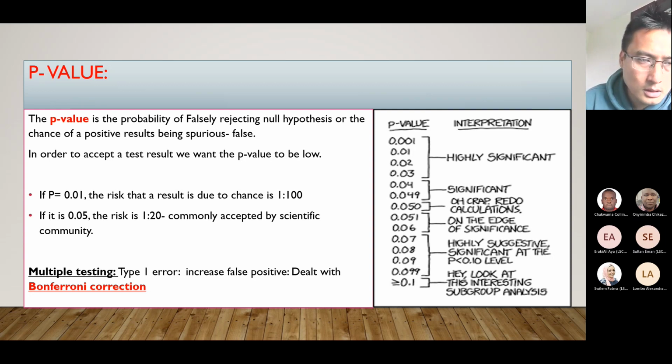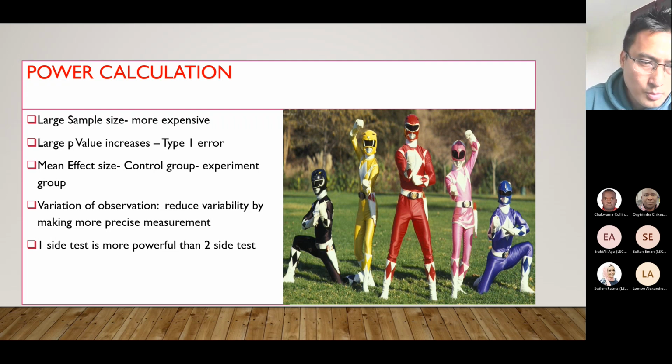Okay. The mean value effect, control and experiment. In the exam they will also ask about the mean effect size. Just remember, this also impacts the power. Variation of observation: if you use more experimental people, the variations can also influence the power, so it's better to control it. A one-sided test is more powerful than a two-sided test. So these are some of the terms related with power.